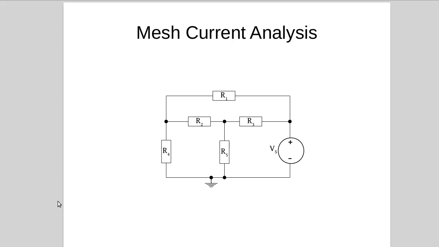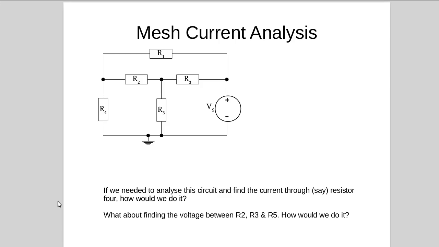Here we're looking at the mesh current analysis of this circuit. If we were trying to find, say, a voltage here or a current here, how do we go about it? This is too complicated to solve with series and parallel resistor analysis, so we're going to try and solve this with a thing called mesh current analysis.